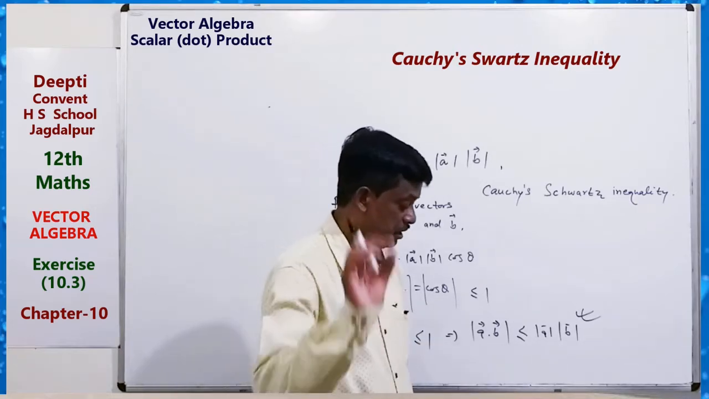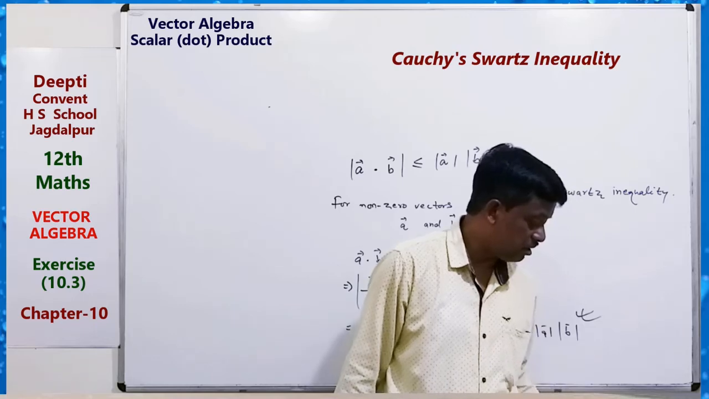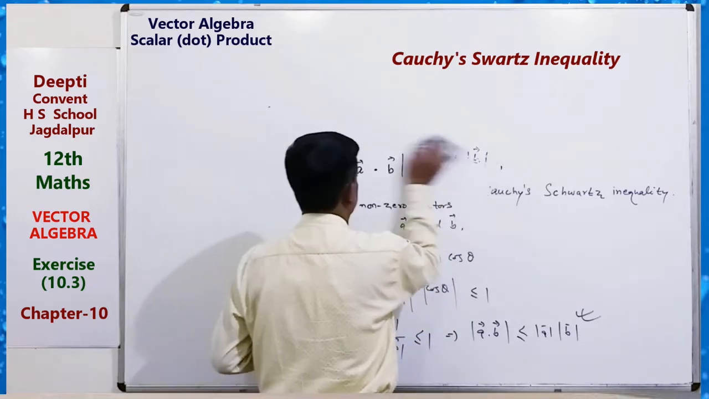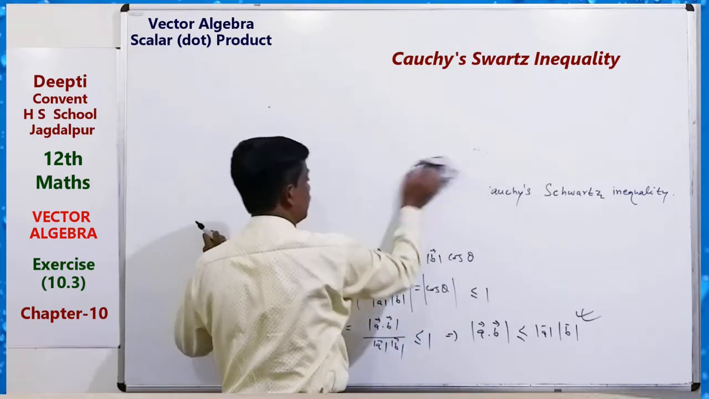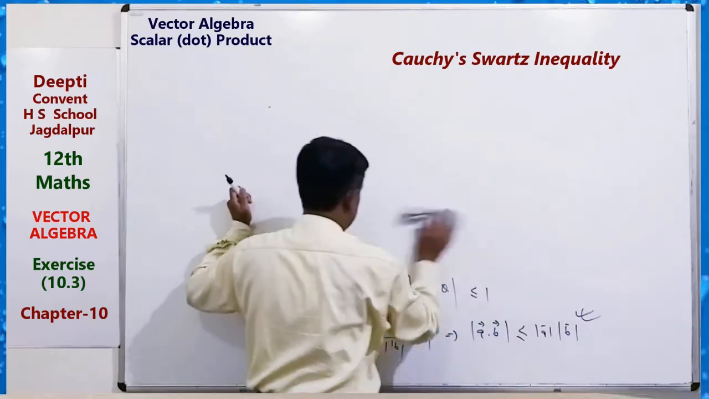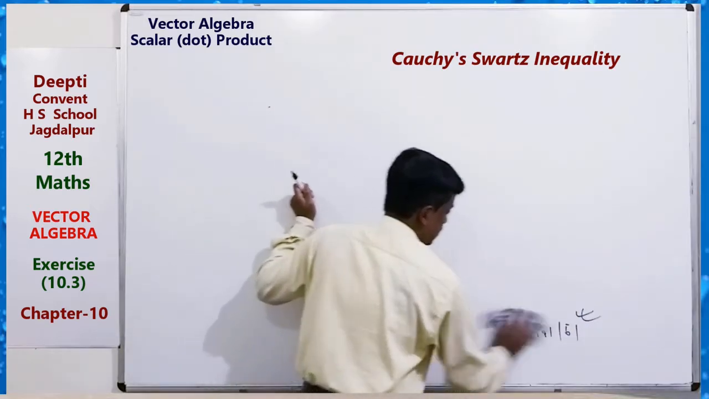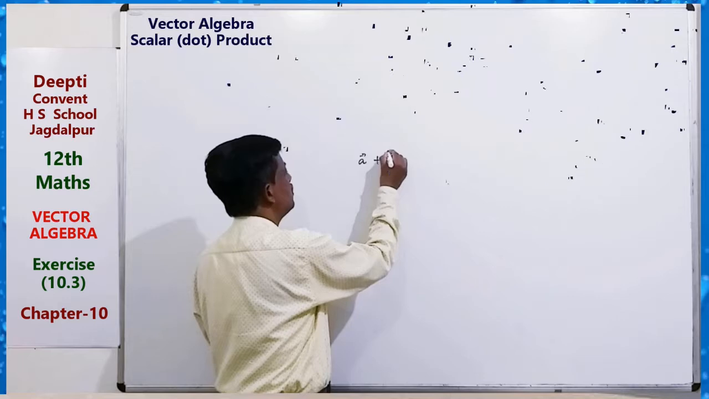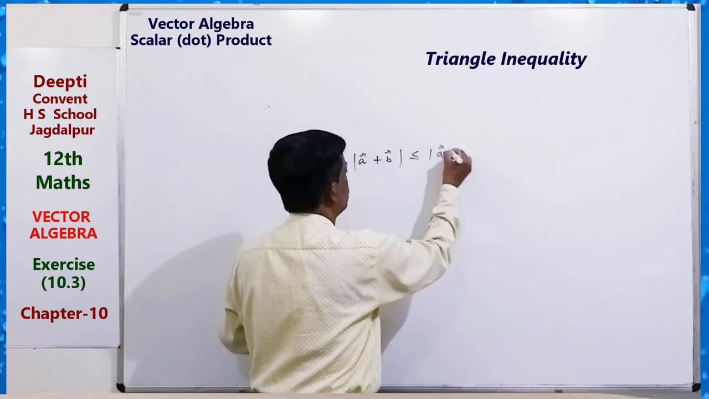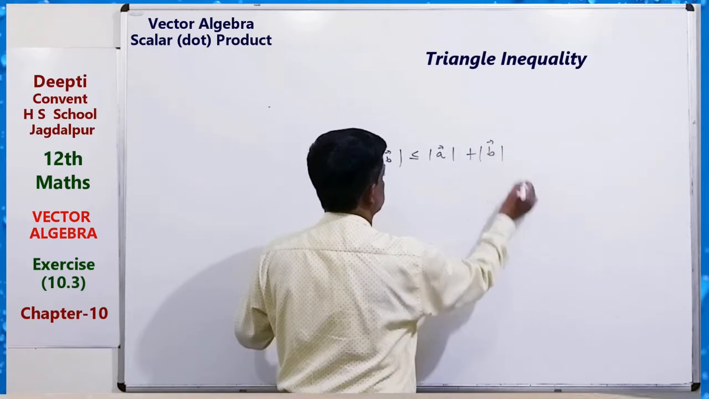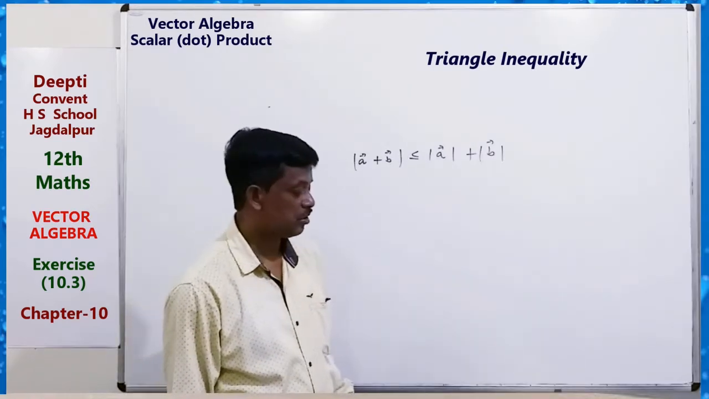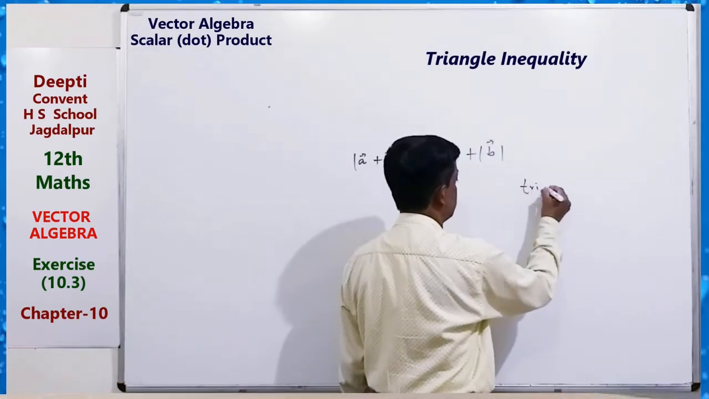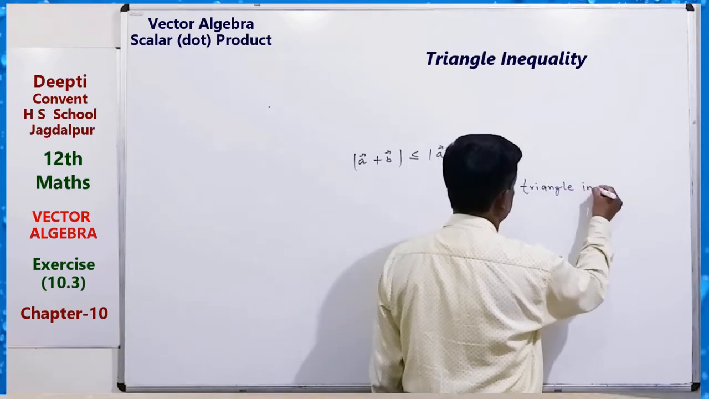Okay, and another important inequality is the triangular inequality. Suppose there is an inequality: mod of A plus B is less than or equal to mod A plus mod B. This is also the triangular inequality, the triangle inequality.